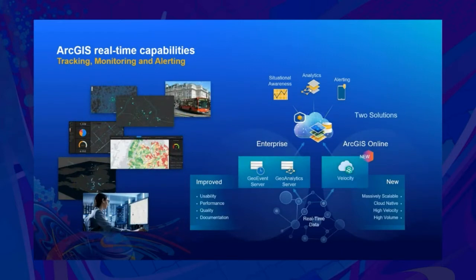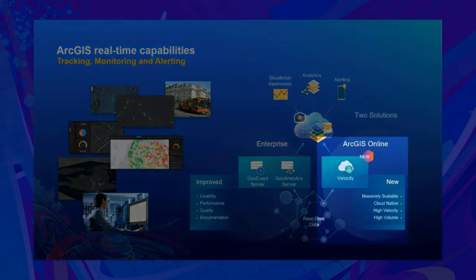Esri has two solutions for real-time event ingest and processing: ArcGIS GeoEvent Server and ArcGIS Velocity. ArcGIS Velocity combines the real-time event analysis capabilities of GeoEvent Server with the big data and batch analytic capabilities of ArcGIS GeoAnalytics Server. Velocity is a software-as-a-service solution for ArcGIS Online. It is Esri's first cloud-native Kubernetes product and extension to ArcGIS Online.